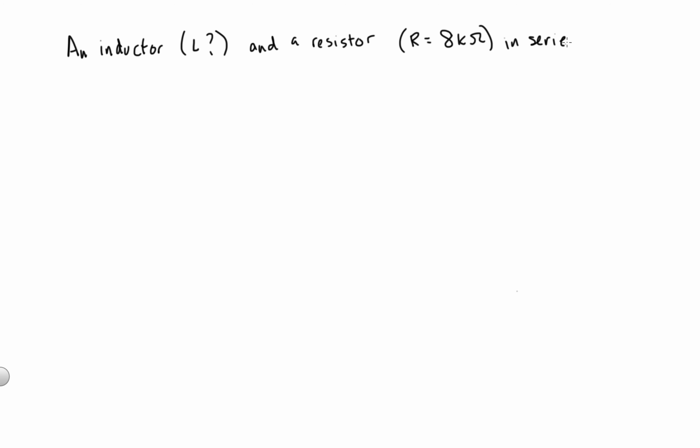We have an inductor which has an unknown inductance and a resistor with R equal to 8 kilo ohms connected in series with an ideal battery.